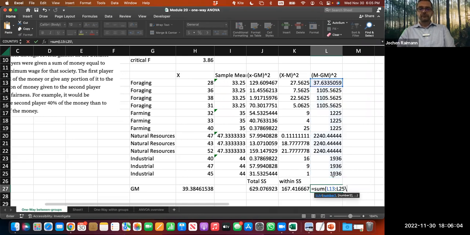That doesn't look right. Oh. The lock minus H27.